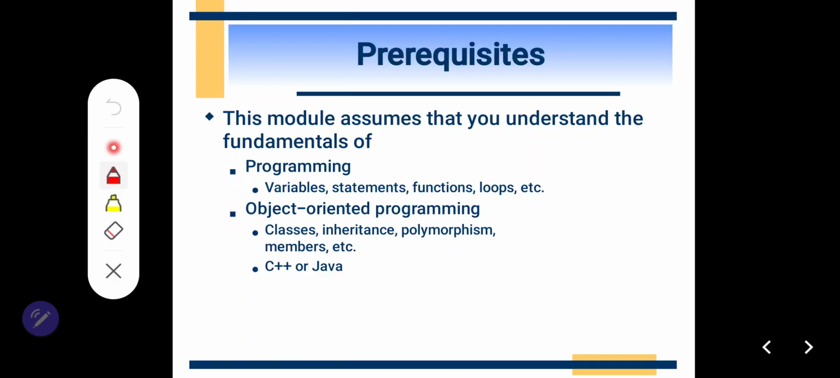Prerequisites. This module assumes that you understand the fundamentals of programming and object-oriented programming. For programming, I hope you understand variables, statements, functions, loops, etc. And for object-oriented programming, I hope you understand classes, inheritance, polymorphism, members, and so on. And I hope you also understand C++ or Java.